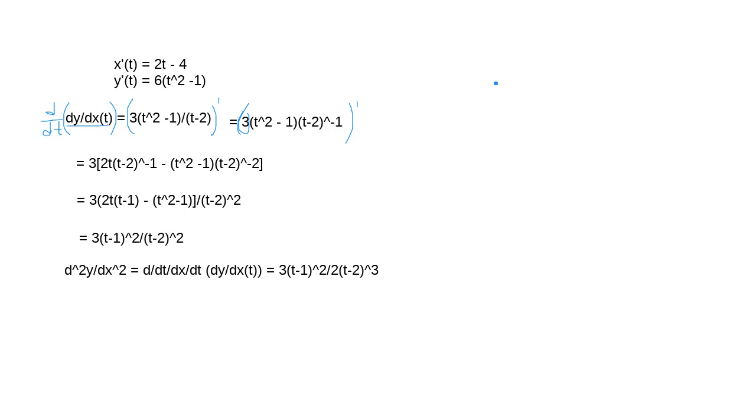So now I want to find the critical points. By setting the numerator to be 0, from the numerator I have 3 times t minus 1 squared. I set it to be 0, so I get one solution, t equals 1. At t equals 1, I get horizontal lines, right?